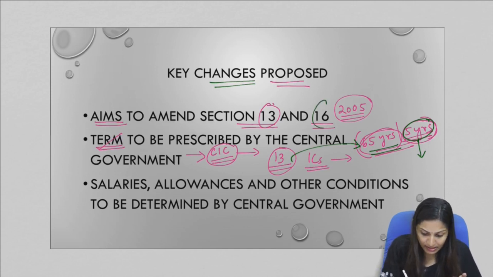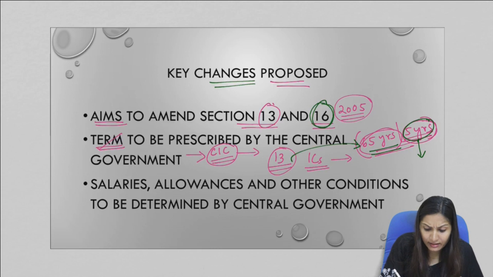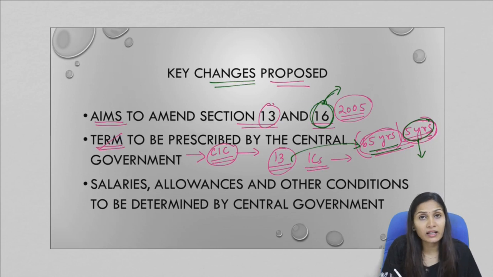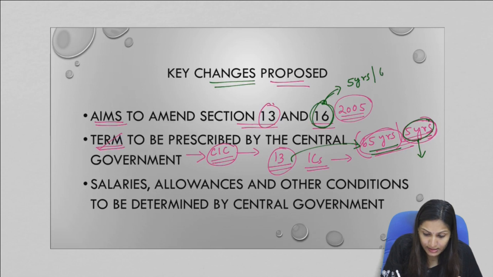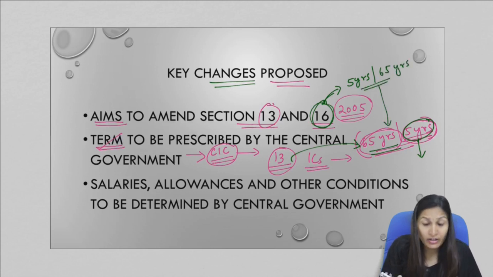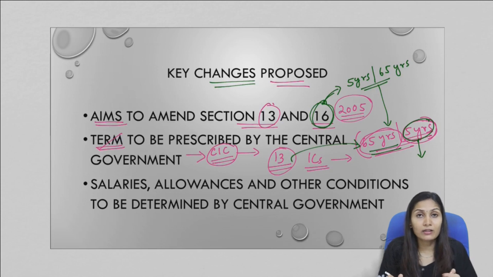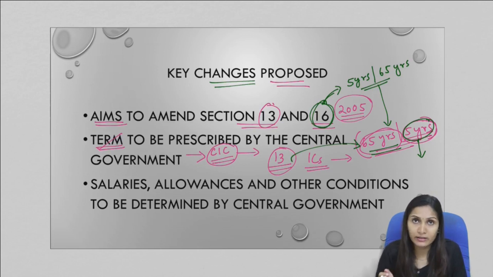Now, if we come to Section 16, this is regarding the term of the state level information commissioners. Section 16 in the original RTI Act describes the term as 5 years or 65 years, whichever is earlier. So, the term and retirement age of the Chief Information Commissioner who serves at the central or national level and of the state level information commissioners are all the same.